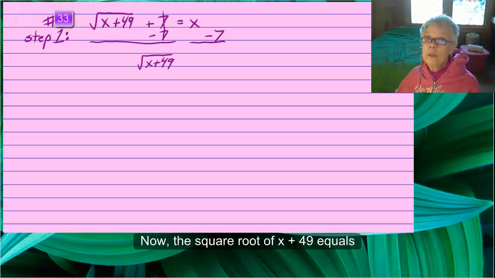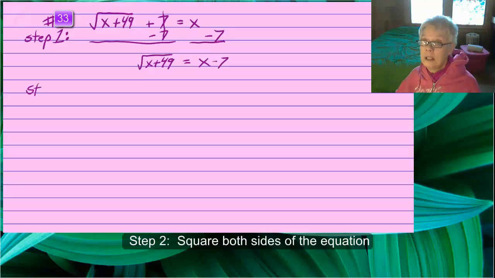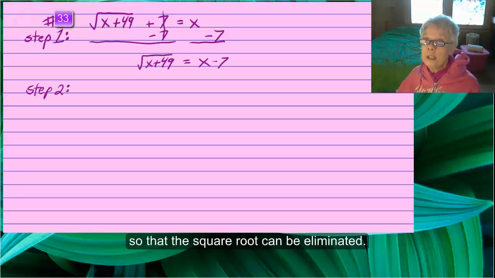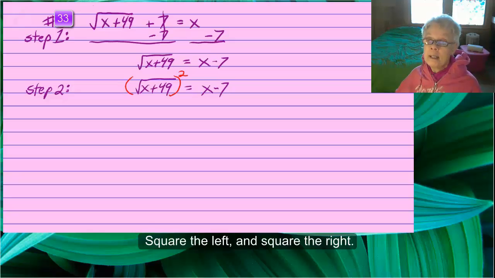Now the square root of x plus 49 equals x minus 7. The second step is to square both sides of the equation to get the square root off of x plus 49. So here's the equation. Square root of x plus 49 equals x minus 7. And we will now square both sides of this equation.